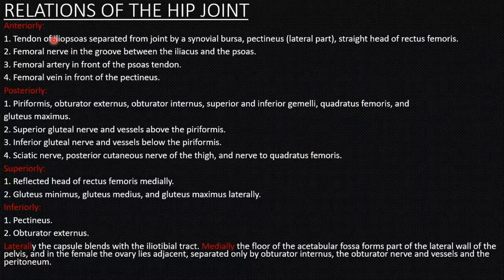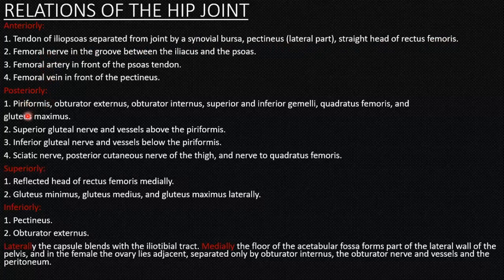Now, relations. Anterior to the hip joint we have the femoral triangle. That is, we have the tendon of iliopsoas separated from the joint by the synovial bursa. Then we also have the pectineus muscle and the straight head of rectus femoris. Then we have the femoral nerve. You can see these are the contents of the femoral triangle: femoral nerve, femoral artery, and femoral vein. Remember, the vein lies most medial, then the artery, then the nerve.